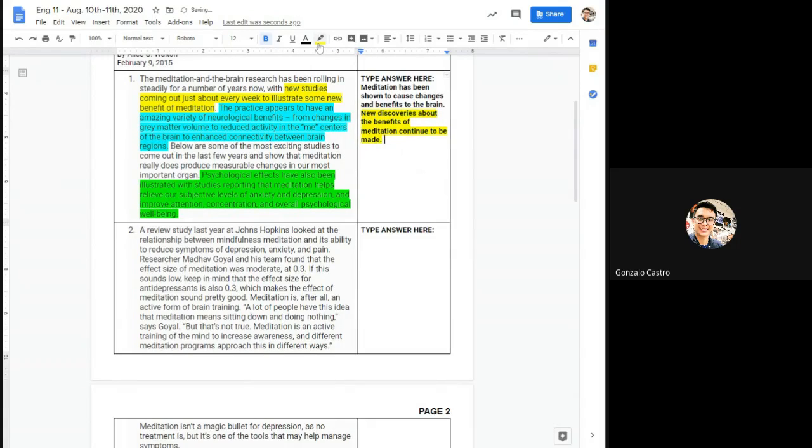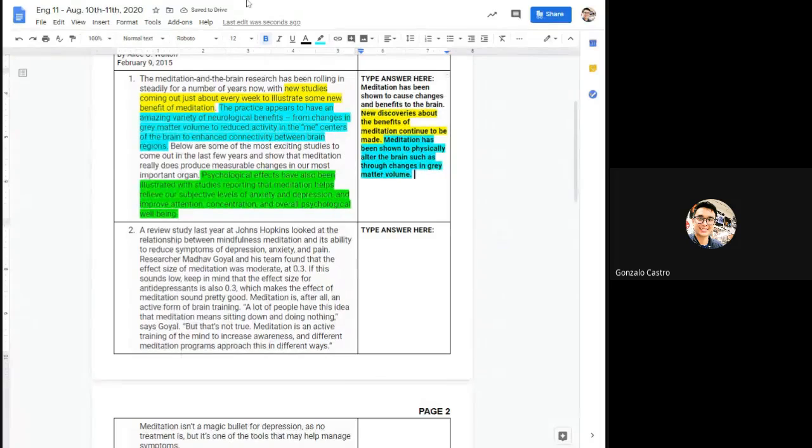Now we want to focus on what's in blue. Meditation, so in our own words, we're explaining the main idea. Meditation has been shown to physically alter the brain, such as through changes in gray matter volume.